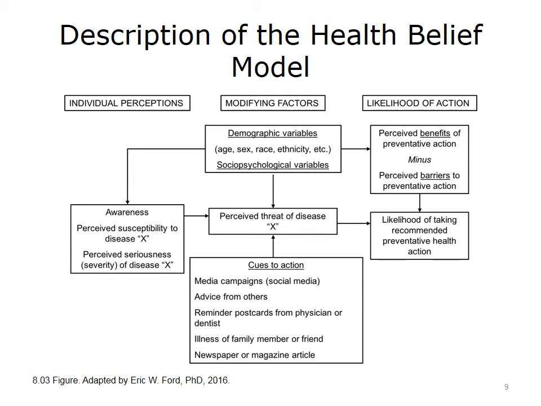So you'll notice that the arrows are flowing in a very particular order. It's my overall perception of threat, the middle box, coupled with the cost-benefit analysis of action that will factor into my likelihood of taking an action.